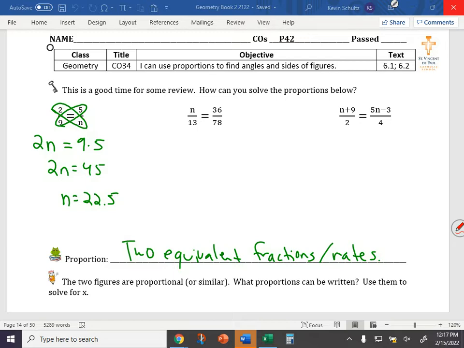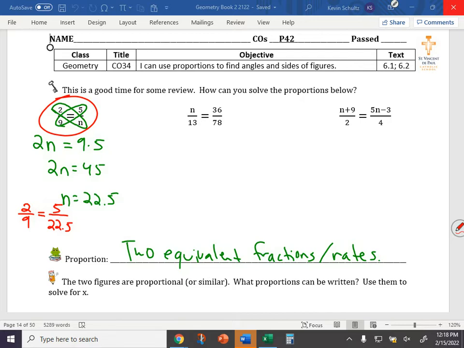Going back to the original proportion. If 22.5 is our value for n, that means that the fraction 2/9 is equal to 5 over 22.5. How could you confirm with a calculator? How would you confirm that those two are equivalent, that that proportion is true? Anyone know off the top of their head what the decimal value of 2/9 is? Or calculate it in your calculator?